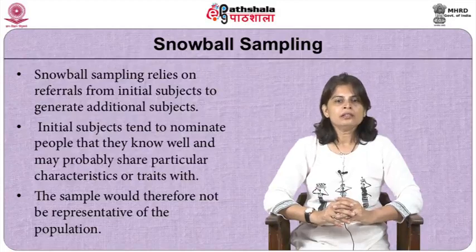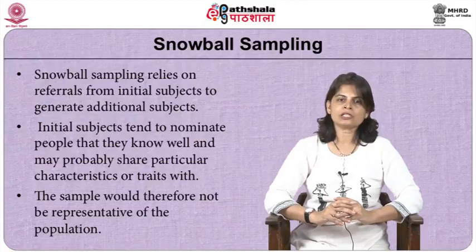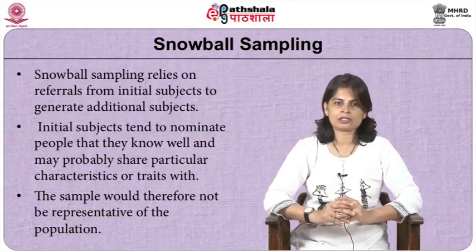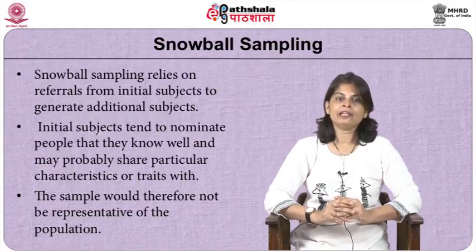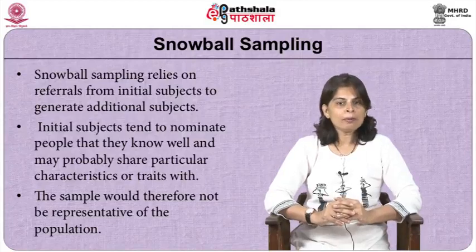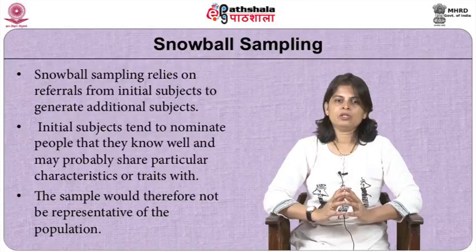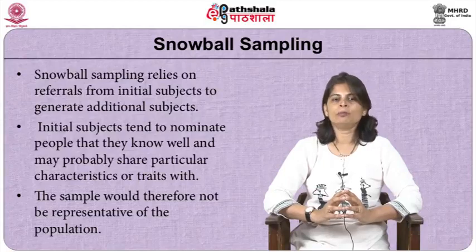The last and final non-probability sampling technique is the snowball sampling method. Here, snowball sampling relies on referrals from the initial subjects to generate additional subjects. But many times the initial subjects tend to nominate people that they know well and who may probably share particular characteristics or traits with them. So, the sample here would therefore not be representative of the population.